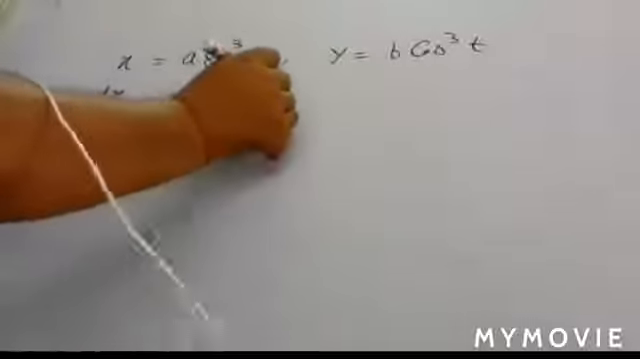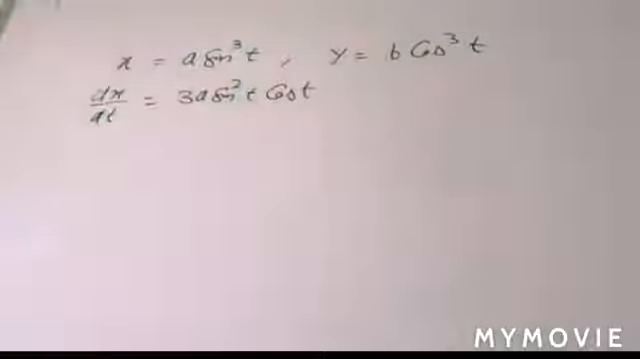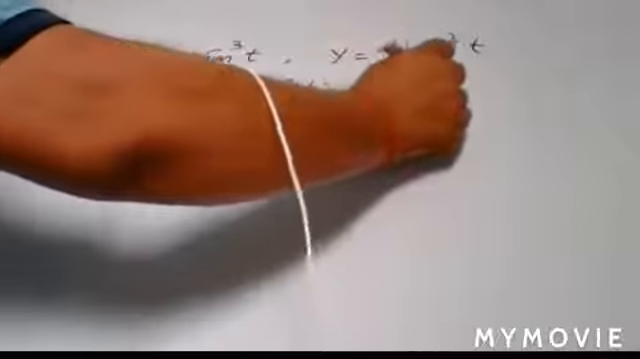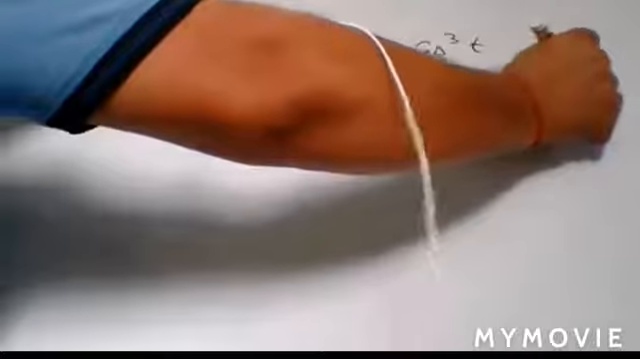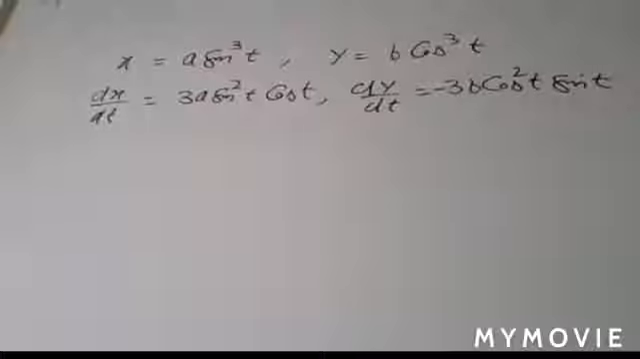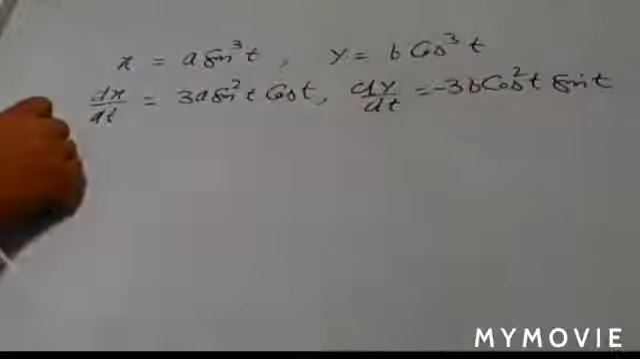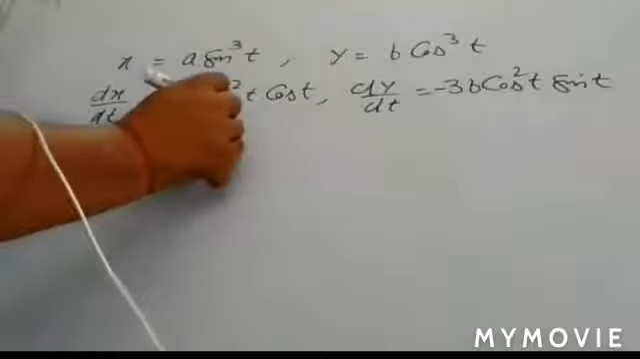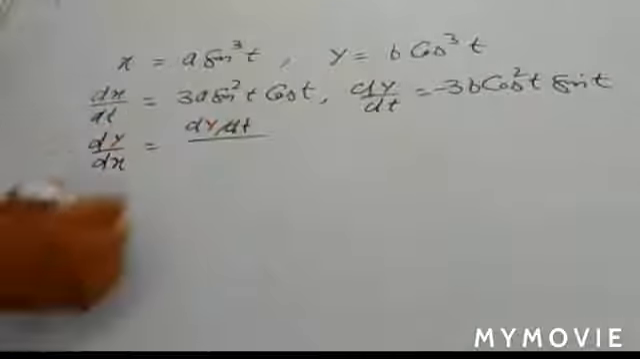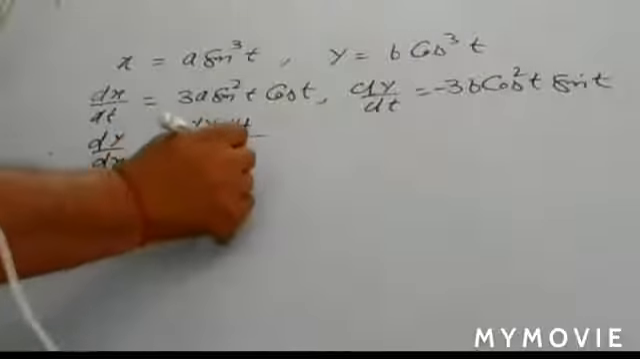dx by dt is equal to 3a sin square t into cos t, and dy by dt is equal to minus 3b cos square t into sin t. In this way you have the values of dy by dt and dx by dt. So dy by dx is equal to dy by dt upon dx by dt.